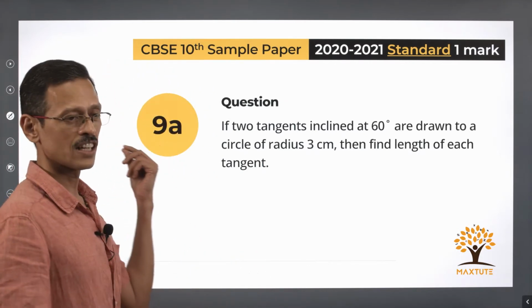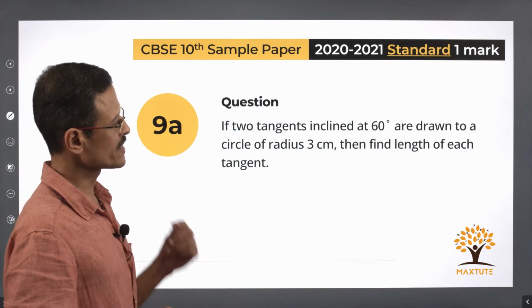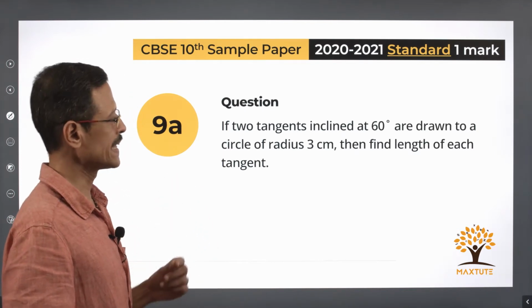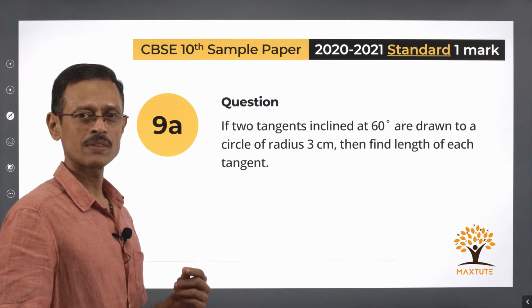Question 9, internal choice 1, we'll call it 9A. If two tangents inclined at 60 degrees are drawn to a circle of radius 3 centimeters, then find the length of each tangent is what is asked. Let's take a look at it.